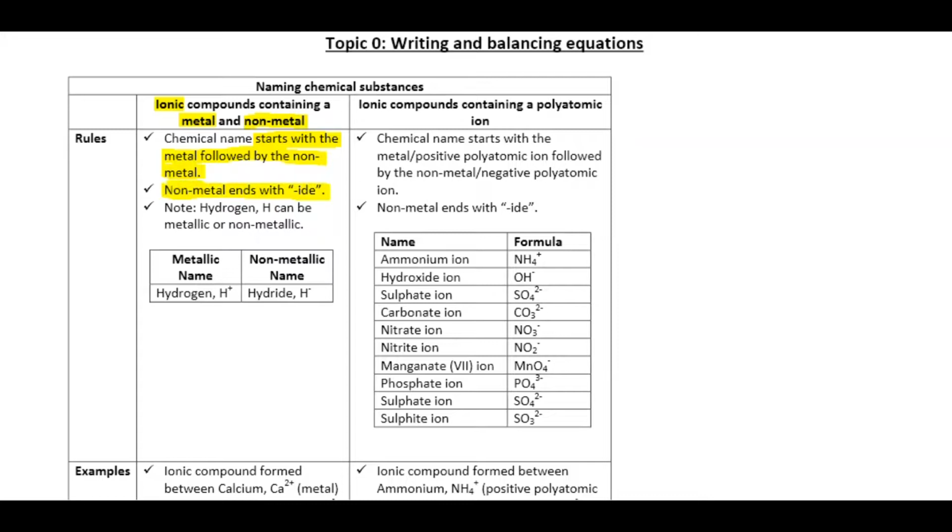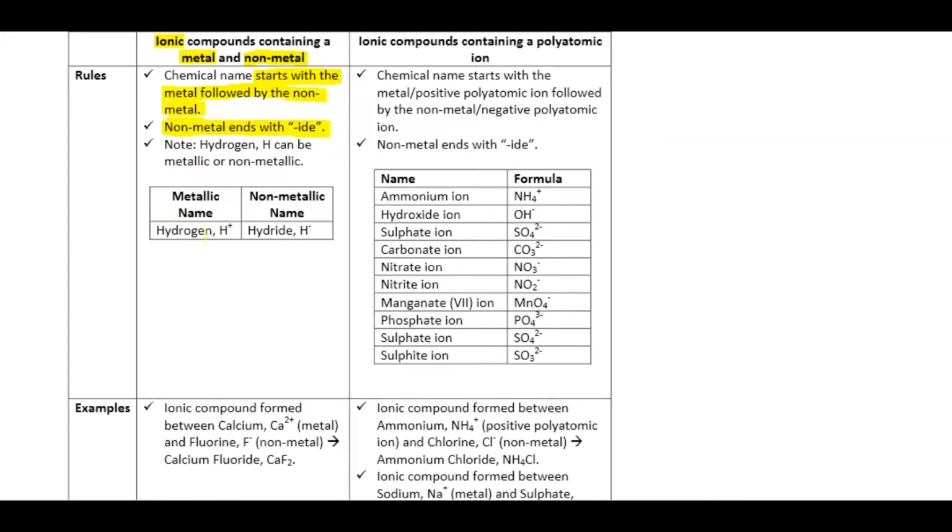Here I just included an extra note whereby hydrogen, for example, can be metallic or non-metallic. The metallic name will just be its original name, which is hydrogen. This is the ionic form H+. Ionic compounds basically consist of elements with a charge, so here you have a +1 charge. That's why it is part of an ionic compound.